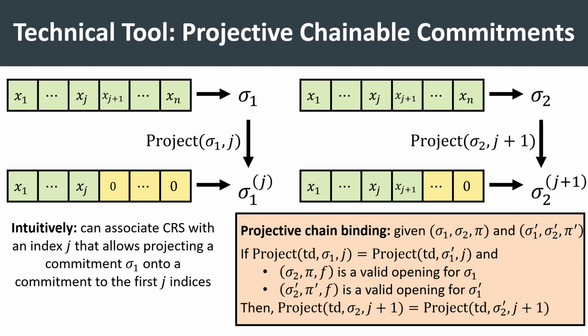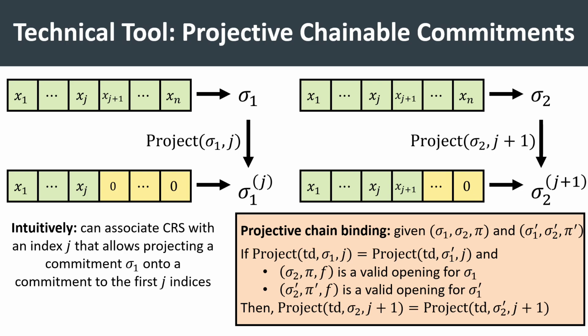In the projective chain binding, we're going to relax this property. We're only going to say that I can have 2 different input commitments, but if their projections match, then I can only open to 2 output commitments whose projections also match. Right? So I don't require that everything matches everywhere.